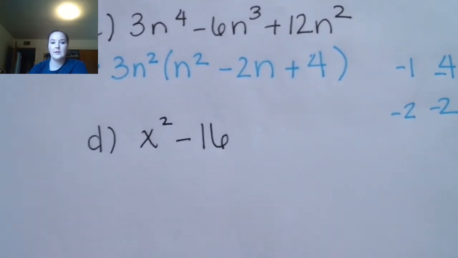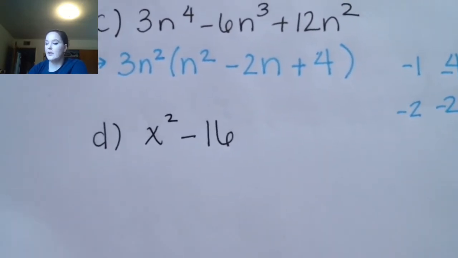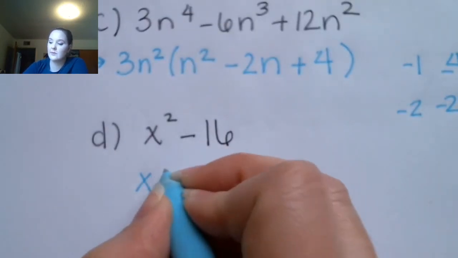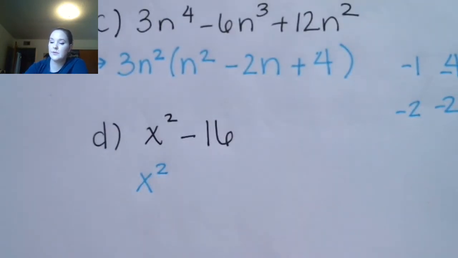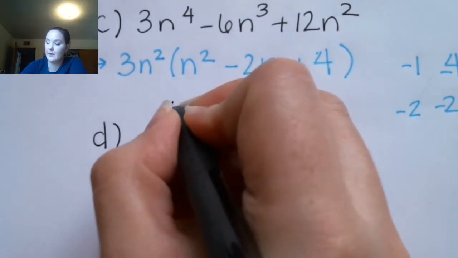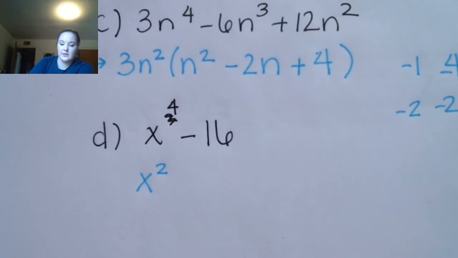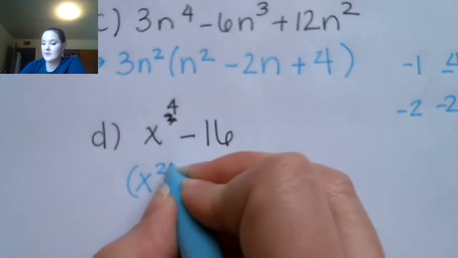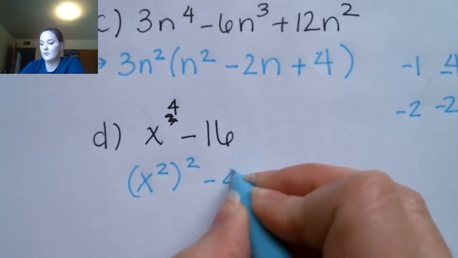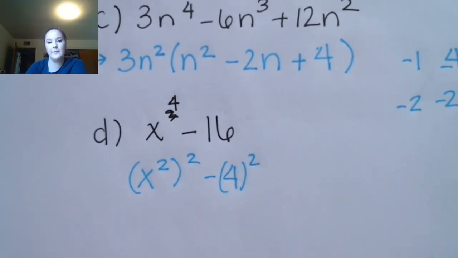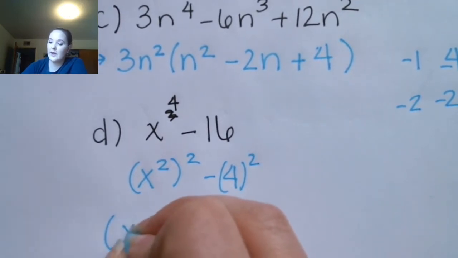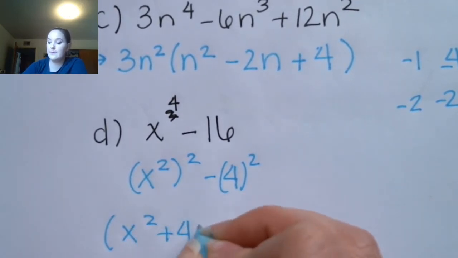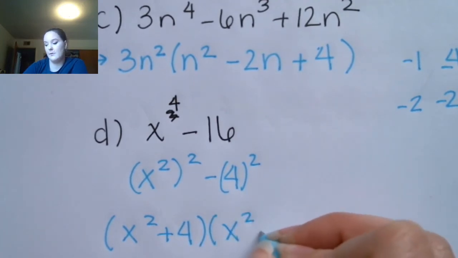All right, let's look at part D here. You can see that this is the difference of squares, so we're going to factor it this way. Oops, I actually wanted to do a slightly different problem. It's still the difference of squares. This is (x squared) squared minus 4 squared, so this is going to be (x squared + 4)(x squared - 4).